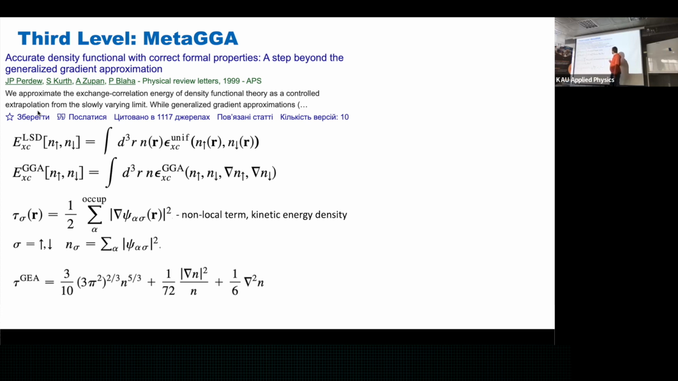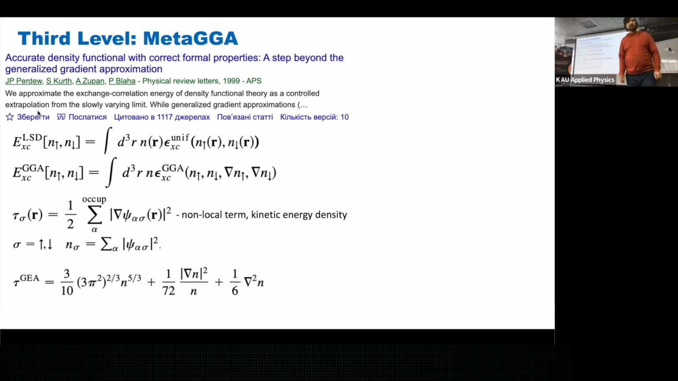We add this kinetic energy density, because who said that kinetic energy is constant in a system of electrons? It's not constant. It will change, because electrons are affected by nuclei and by other electrons. That's why the kinetic energy also changes, and we had to include it in some way. You see how we are moving from the very simple homogeneous electron gas to rather hard systems.